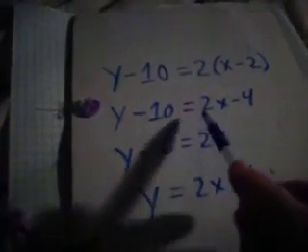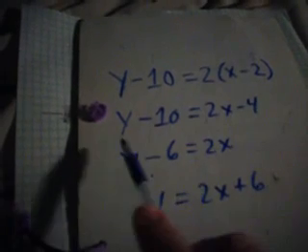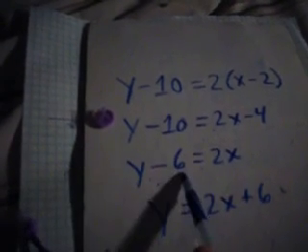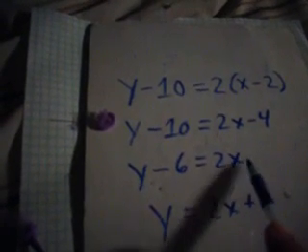When we do that, 2 times x is 2x. 2 times negative 2 is negative 4. So now we have y minus 10 equaling 2x minus 4. We're now going to add a positive 4 to both sides of this equation. Well, negative 4 plus positive 4 makes that 4 disappear. And positive 4 plus negative 10 becomes negative 6. So now we have y minus 6 equaling 2x.